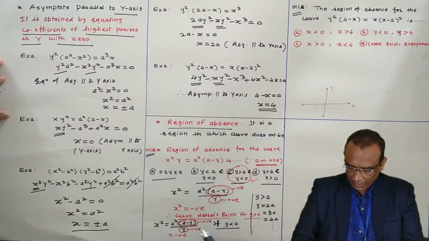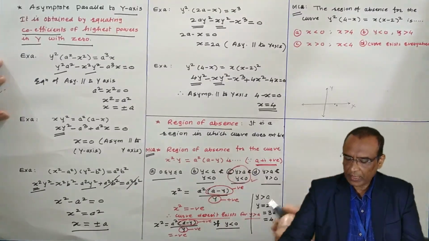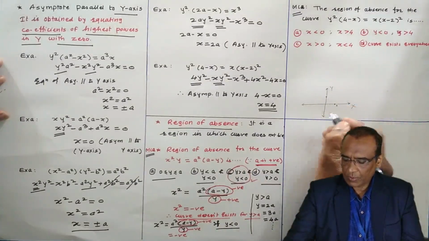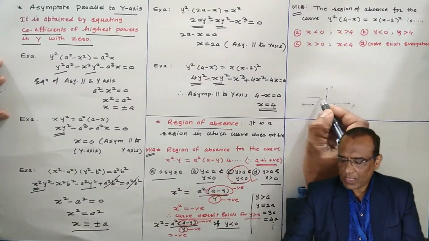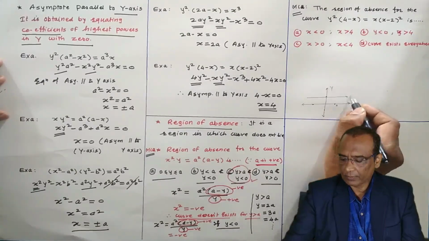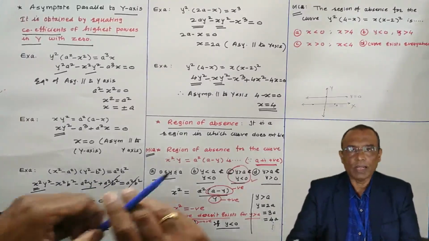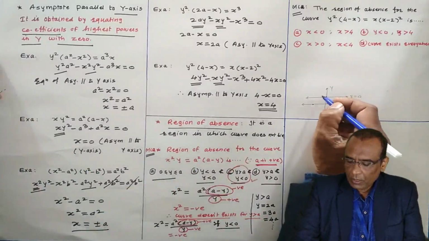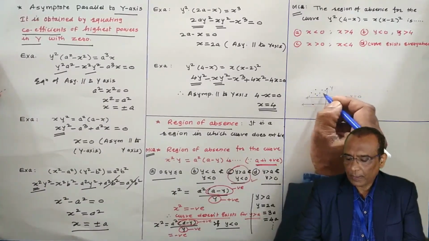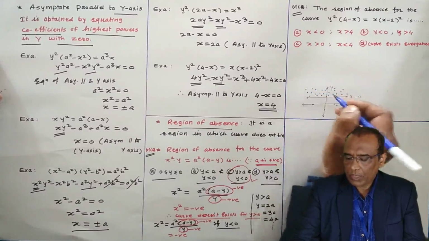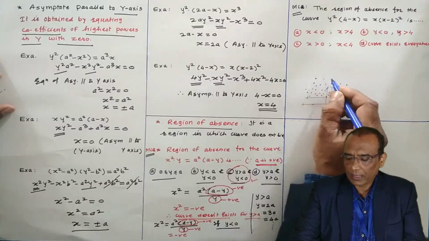For y greater than a, this much is a, this much is a, and this much is a. For y greater than a, y is equal to a is this line. And y greater than a means what? Y greater than a means the values of y above this horizontal line, above this line y equal to a.